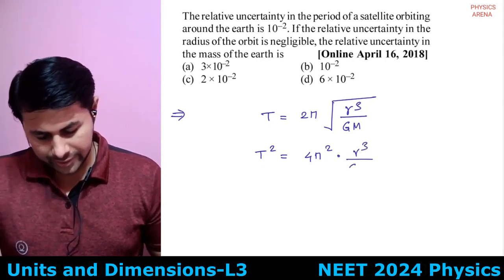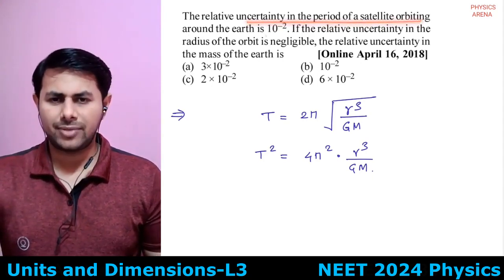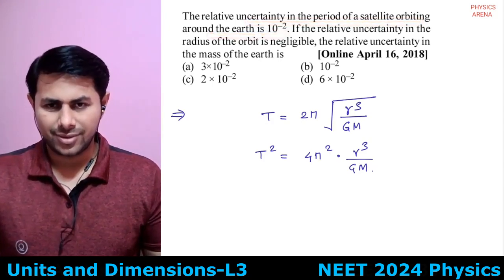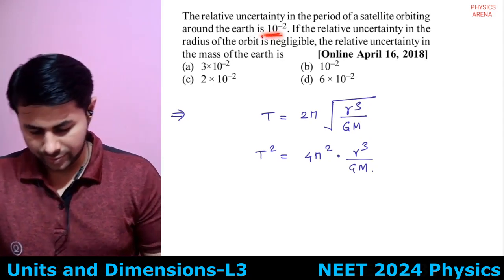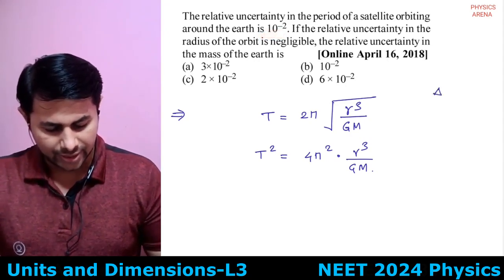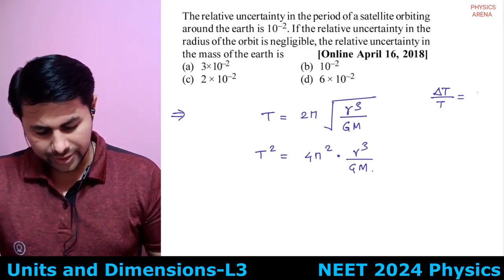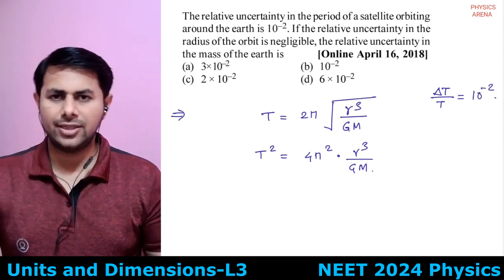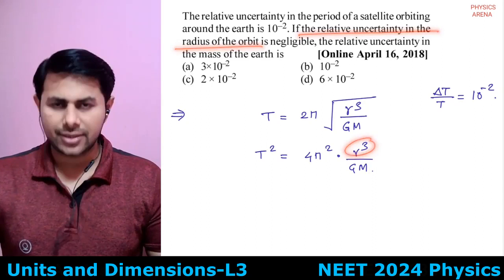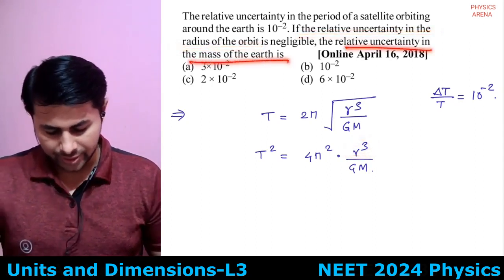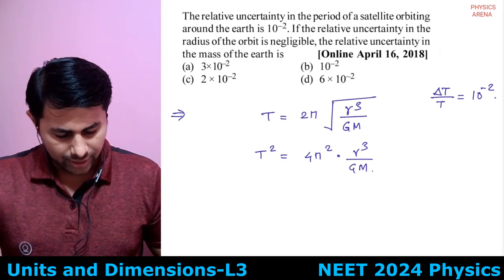And given is that the relative uncertainty in the period of the satellite is 10 raised to minus 2. That means delta T divided by T is equal to 10 raised to minus 2. Then the relative uncertainty in the radius of orbit, this R, is negligible. We can neglect that. The relative uncertainty in the mass, this we have to find out. Delta M upon M is what we have to find out. So I can modify this formula. I can write M is equal to 4 pi square into R cube divided by T square.